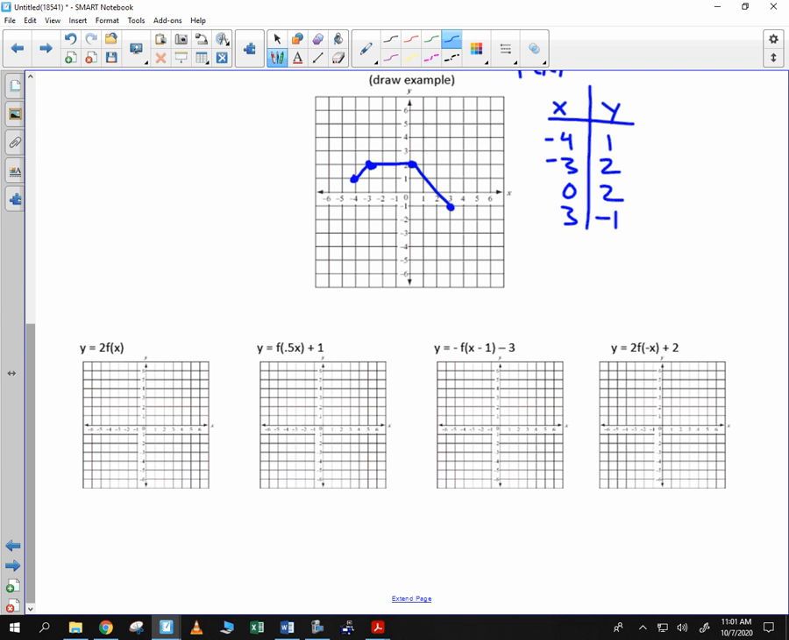So now you want to graph 2f of x. What I notice is that the 2 is on the outside. So the question is, is it going to affect it vertically or horizontally? Since 2 is on the outside, it's going to affect it vertically. So it will change the y values. As I produce the x, y values to plot this, the x values will stay the same: -4, -3, 0, and 3. But I will multiply the y values by a factor of 2. So I get 2, 4, 4, -2.